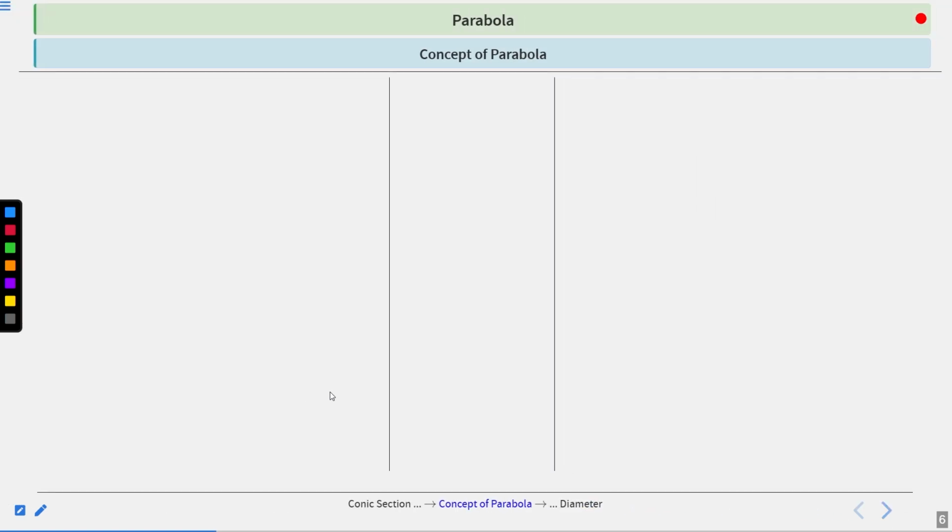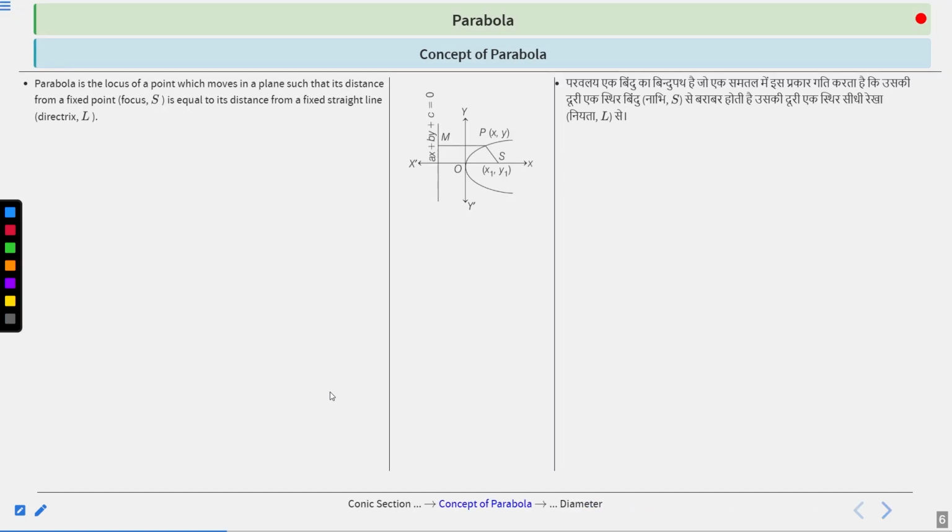Okay, let's see the concept of parabola. So now the parabola, you can see this in the figure. We have a parabola, and on the parabola we have a point P having coordinates x and y, and we have another point x1, y1 which is S, called the focus, and we have an equation of a line ax plus by plus c equal to 0 which is called the directrix, right? So parabola is the locus of a point which moves in a plane such that its distance from a fixed point, which is the focus S, is equal to its distance from a fixed line, which is the directrix L, right?